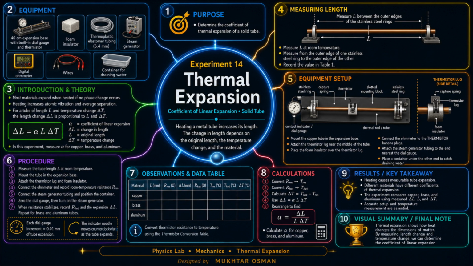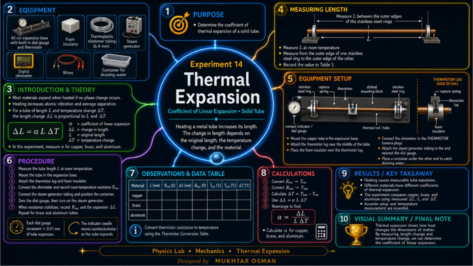Setup steps: 1. Mount the copper tube in the expansion base. 2. Attach the thermistor lug near the middle of the tube. 3. Place the foam insulator over the thermistor lug. 4. Connect the ohmmeter to the thermistor banana plugs. 5. Attach the steam generator tubing to the end nearest the dial gauge. 6. Place a container under the other end to catch draining water.